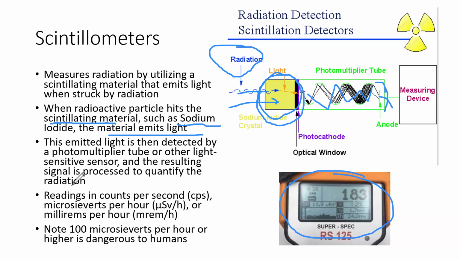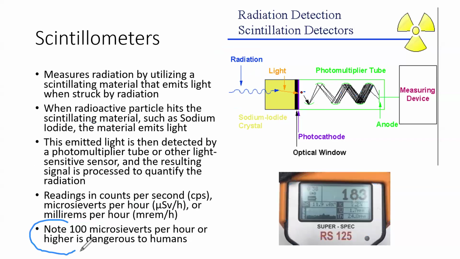So the readings can be expressed in terms of either counts per second or microsieverts per hour or millirems per hour. For reference, the dangerous level of radioactivity is 100 microsieverts per hour. Anything greater than that is dangerous for humans.